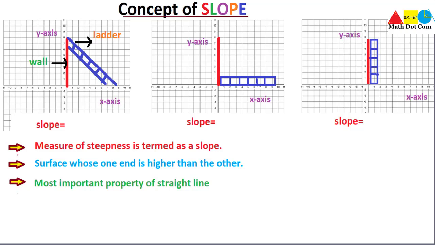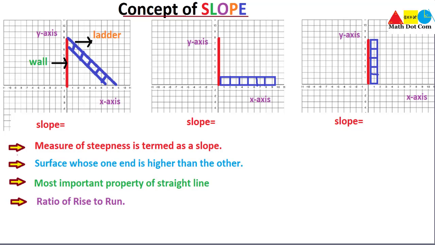So let's have the formula of the slope, so that you can easily find the slope, or you should know how you can find the slope. So the formula of slope is ratio of rise to run. Now ratio of rise to run, what does it mean?